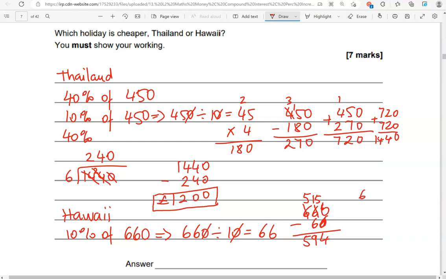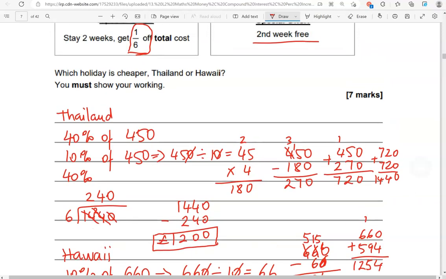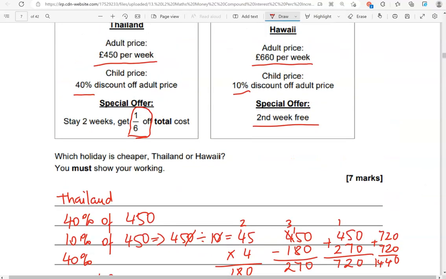The adult price is 660, so if we add 594 to this, it should give us the total price for the child and the adult. So 0 and 4 is 4, 6 and 9 is 15, so 5 down, 1 carried over, 6 and 5 is 11, and the 1 is 12. So this is the price you have to pay per week.